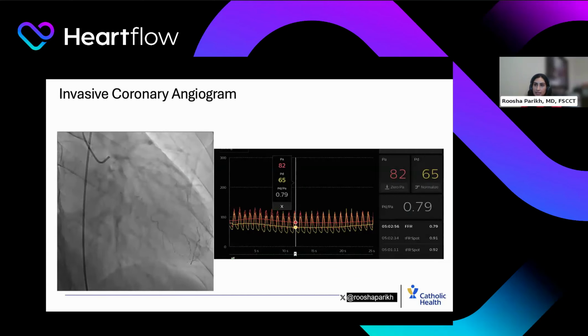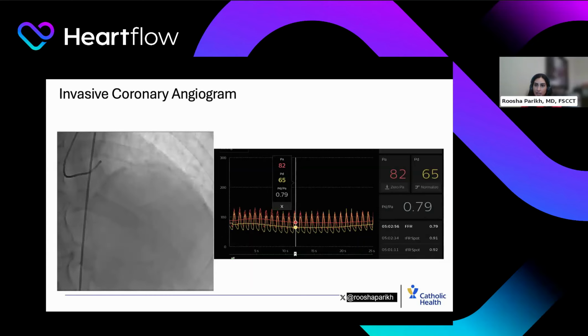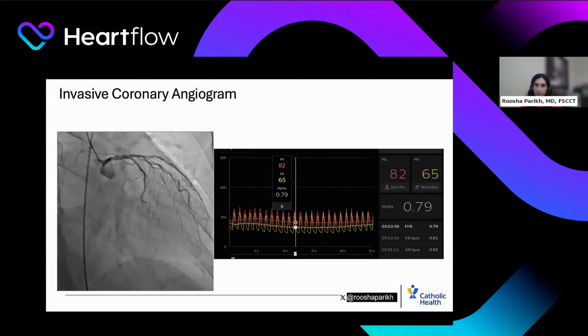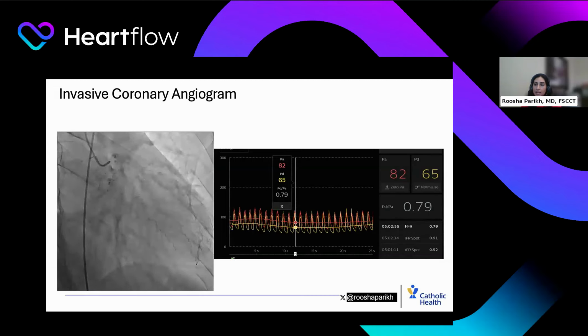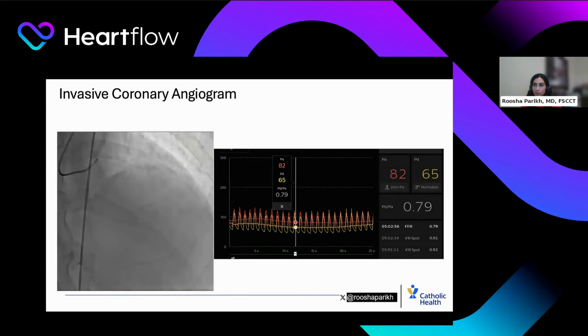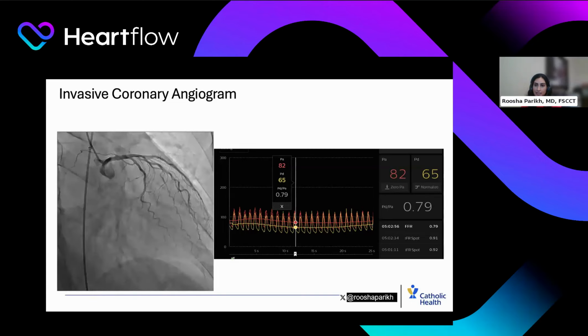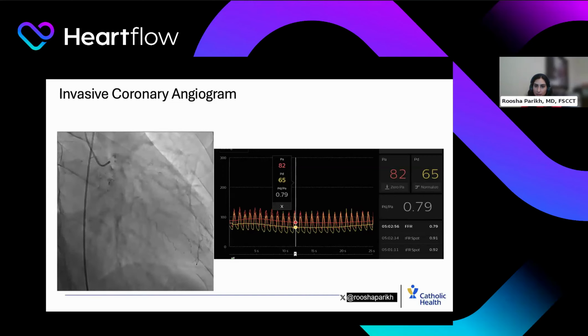So this referring physician decided to go ahead and do an invasive coronary angiogram. Again, the patient was very anxious given his sister's history. So invasive coronary angiogram, again, showed mild to moderate LAD stenosis. FFR was done invasively with, again, values ranging from 0.9 to 0.79. So again, a borderline value. So findings of the CT and CT-FFR were confirmed here.